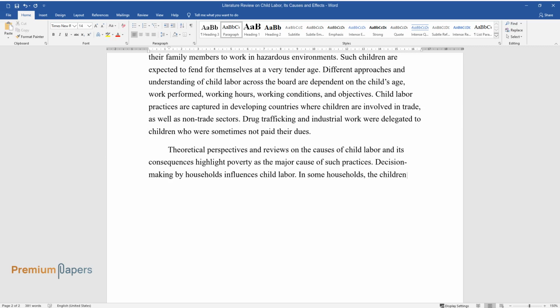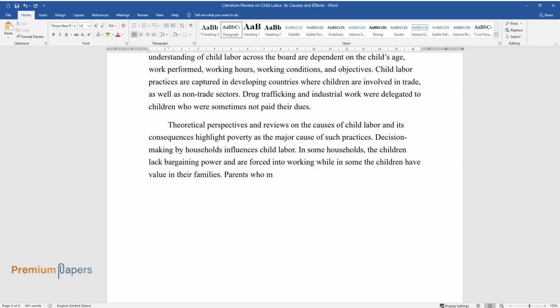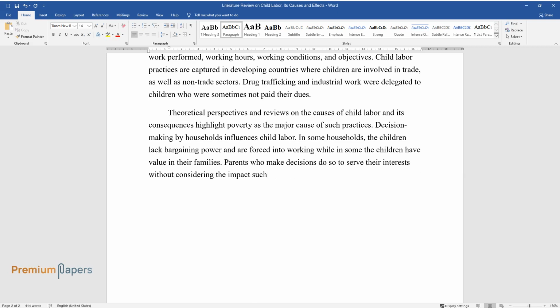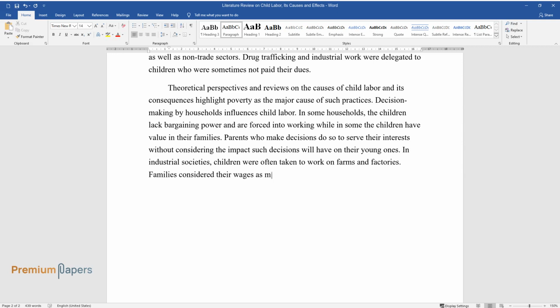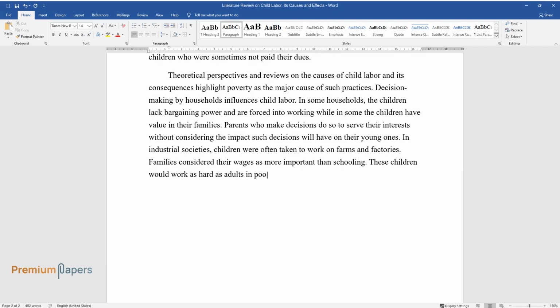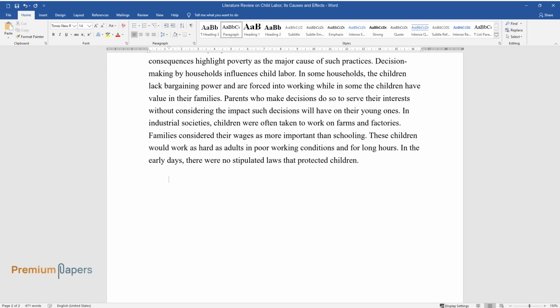In some households, the children lack bargaining power and are forced into working, while in some the children have value in their families. Parents who make decisions do so to serve their interests without considering the impact such decisions will have on their young ones. In industrial societies, children were often taken to work on farms and factories. Families considered their wages as more important than schooling. These children would work as hard as adults in poor working conditions and for long hours. In the early days, there were no stipulated laws that protected children.